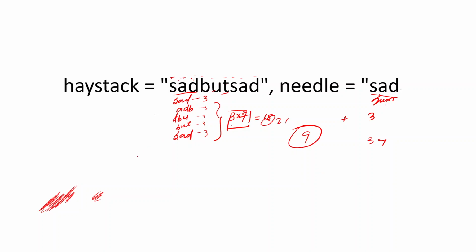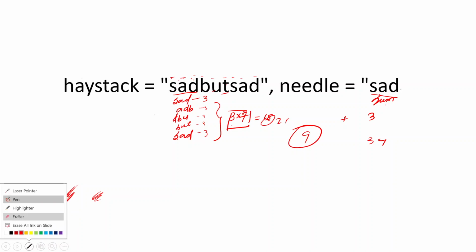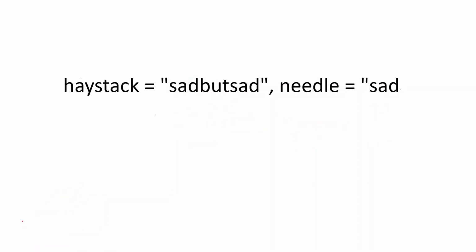Hi, so our question was a string matching. We have to return the index of a starting character from where the adjacent characters are the same as that of the second string, the needle. Okay, that is what we have to do.